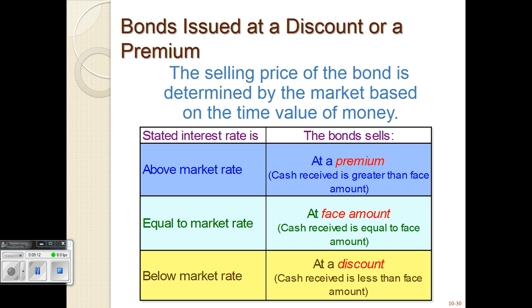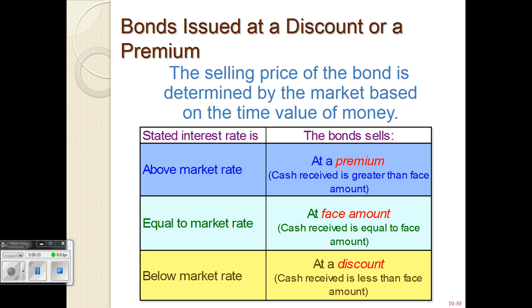Bonds can be issued at a discount or a premium. If they are sold above the par price, if they're sold for more than 100, they're at a premium. If they're sold at less than par, they're sold at a discount. Okay.